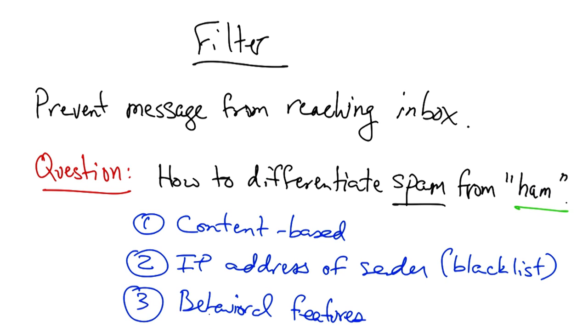Third, we can construct filters based on behavioral features or how the mail is sent. So, for example, if the mail is sent at a particular time of day, or if it's sent in a batch of emails that are all roughly the same size, then we may be able to figure out that a message is likely spam simply based on the sender's sending behavior. Now, each of these approaches are complementary, but content-based filtering and IP-based filtering each have problems.